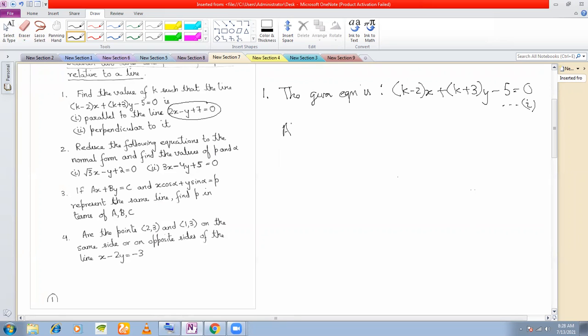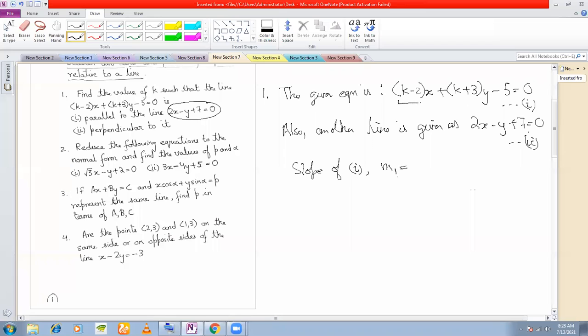Also, another line is given as 2x minus y plus 7 equal to 0. Call this 2. The slope of 1. First, let us find out the slope of 1. Slope of 1 here is say m1 equal to minus, what is the coefficient of x here? k minus 2. So minus coefficient of x divided by coefficient of y. Okay, you can write this as 2 minus k by k plus 3. This is the slope of 1.